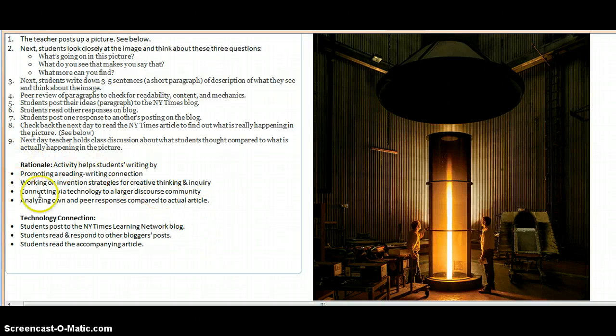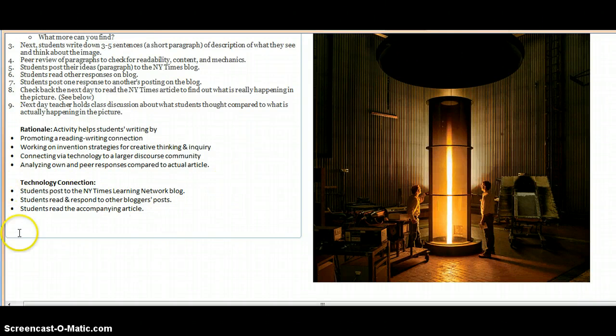And so just to wrap up then, some of the rationale behind this activity would be that it helps students writing by promoting a reading-writing connection. It's working on invention strategies for creative thinking and inquiry. It is connecting via technology to a larger discourse community, so we're encouraging the ESL students to get their voices heard out into a larger community besides just within the classroom. And it's also helping students writing by analyzing their own and peer responses compared to the actual article. And again, it has that wonderful technology connection of having the students post to the Times Learning Network blog, reading and responding to other bloggers' posts, and then reading the accompanying article.